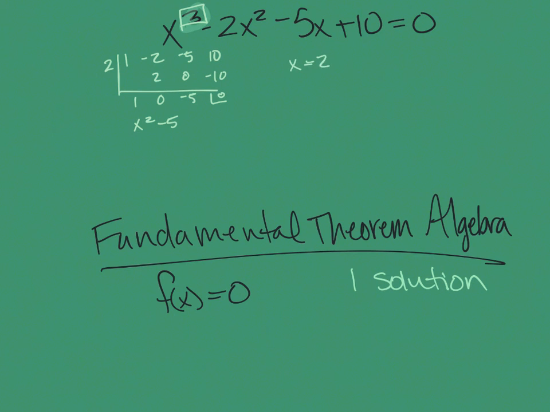X is equal to 2. And I have a solution, x squared minus 5. If I set that equal to 0, I get x squared equals 5. So x is equal to plus or minus root 5. Anytime you have a root, you got to put a plus or minus sign in front of it. So there is one solution there and 2 solutions there. So that told me, because its degree was 3, I had to be able to have 3 solutions.